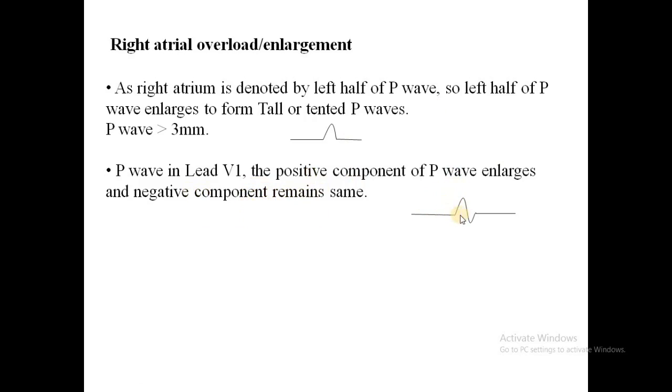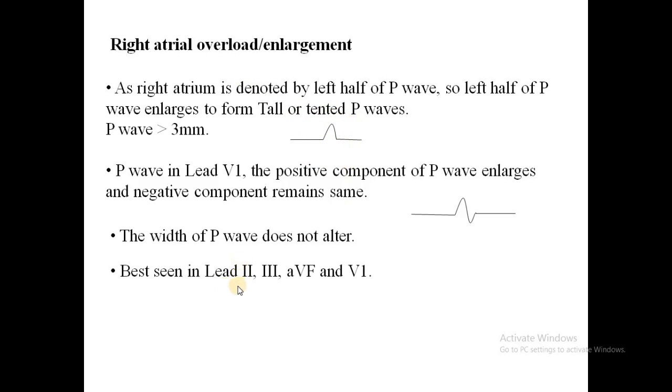This right atrial component enlarges, the left atrial component remains the same. The width in such kind of abnormality does not alter. So whenever there is a right atrial enlargement, there is an enlargement of the P wave, but its width does not alter. It is best seen in 2, 3, aVF and lead V1. And this kind of tented or taller P wave of right atrial enlargement is known as P pulmonale.